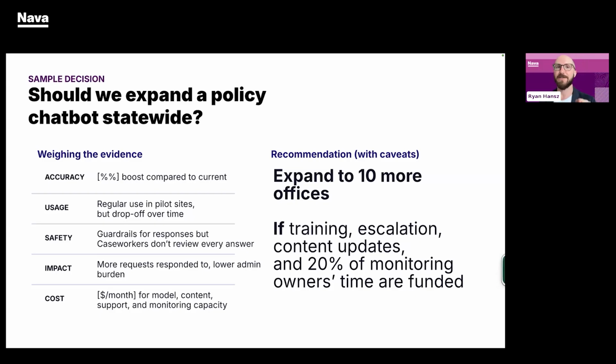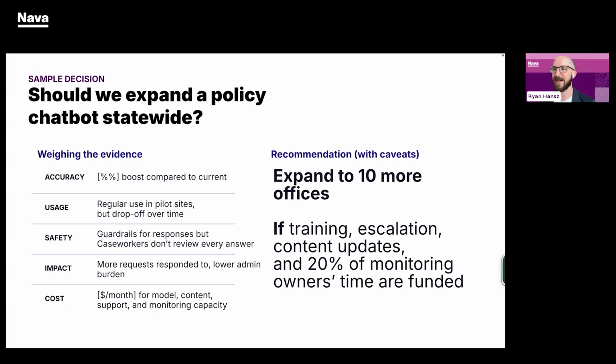And so we would bring all of our evidence together. You can maybe picture a group workshop where you're bringing all of this evidence together and you're trying to come up with a recommendation based on all of your different perspectives and all of the different data you have accessible. And so for the chatbot, we walk through things like accuracy, usage, safety. So seeing, okay, our guardrails are doing a good job, not responding to off-topic questions, but we're also learning caseworkers aren't deeply reviewing every answer. Does that change our decision about scaling it?